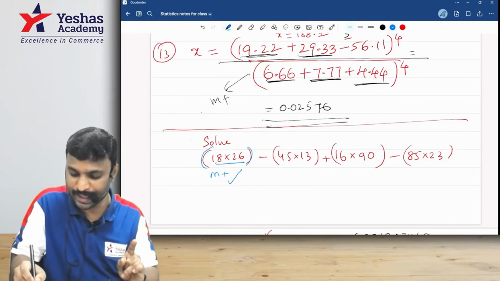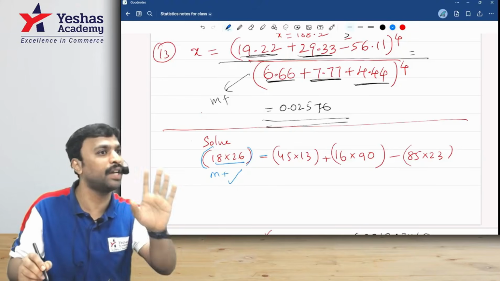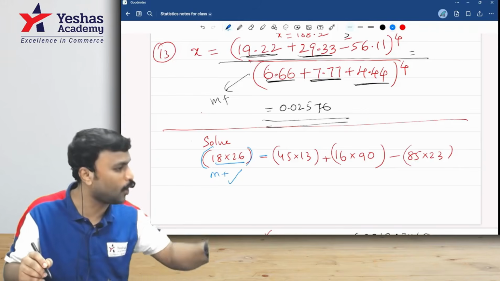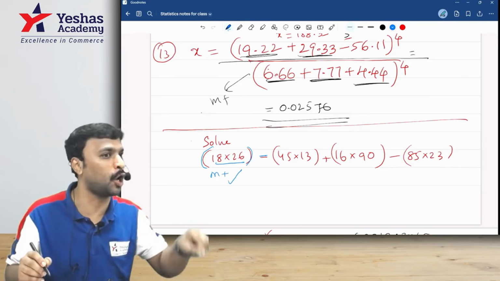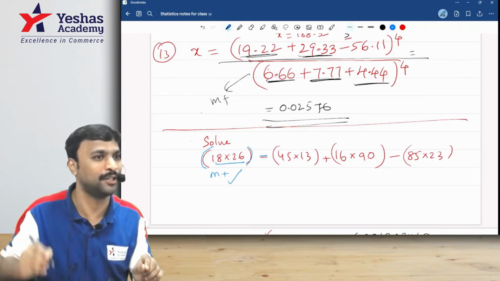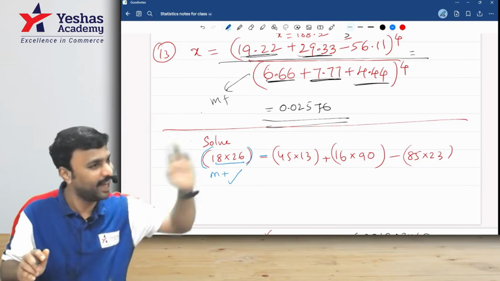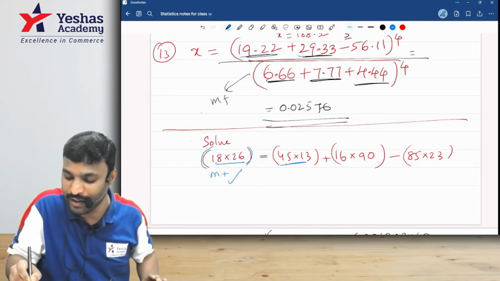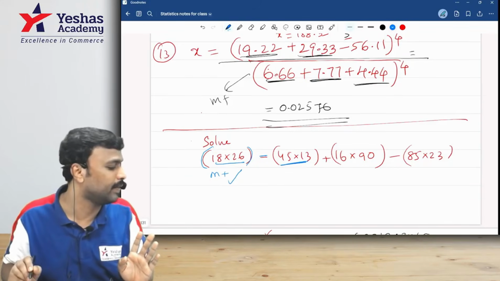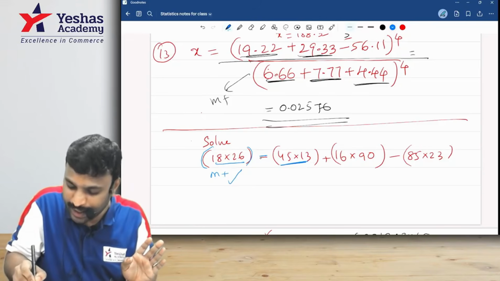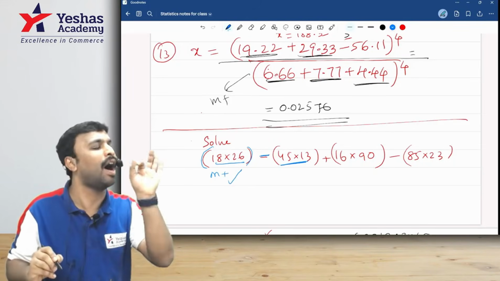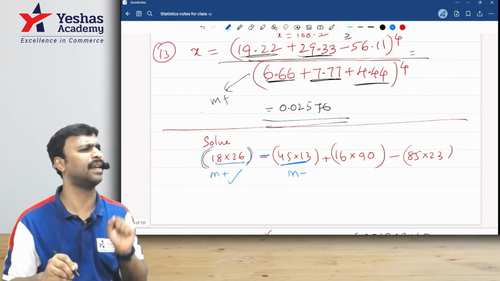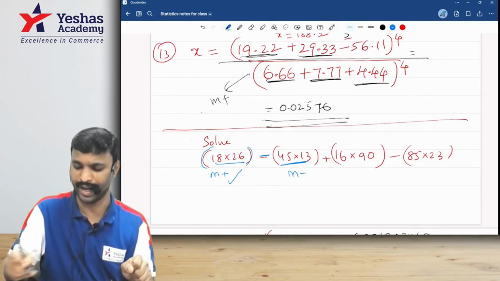Now, no minus button, nothing, guys. After M plus, don't press the AC button. Please don't do that. The value got stored already, right? You need not worry about it. 45 into 13. Look at the sign before it: negative. How would you store a negative value in the memory? M minus. Clear? Everyone? Next.